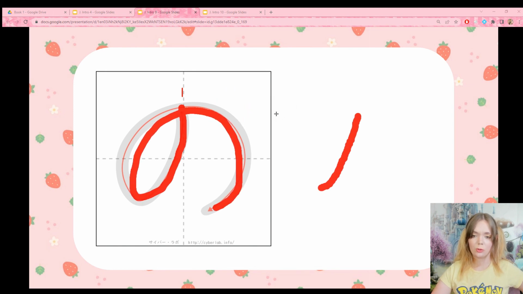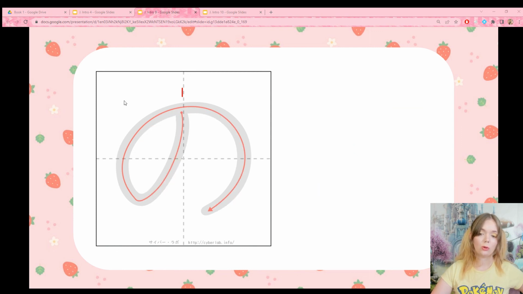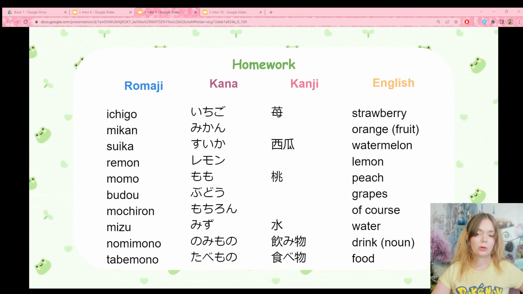It's just one stroke, but I will say it's really hard to write it with a mouse. It's much easier with a pencil and paper. These are not easy to write with a computer mouse. But I'm doing my best, okay? That's no. And no practice this time, just homework.